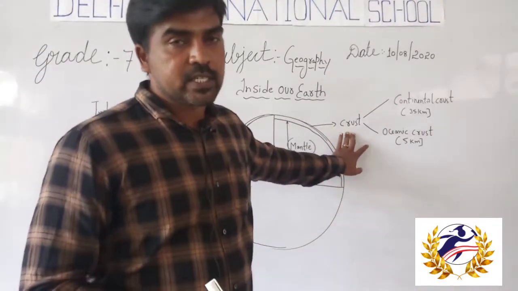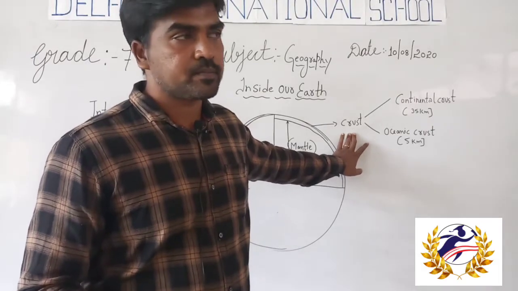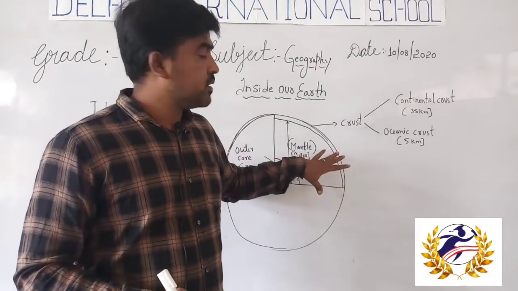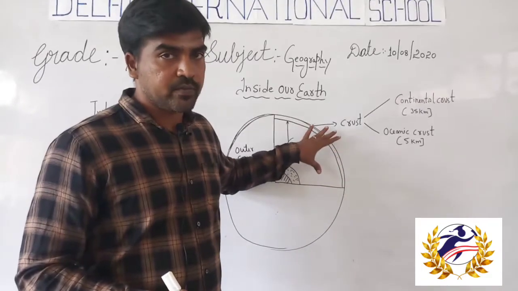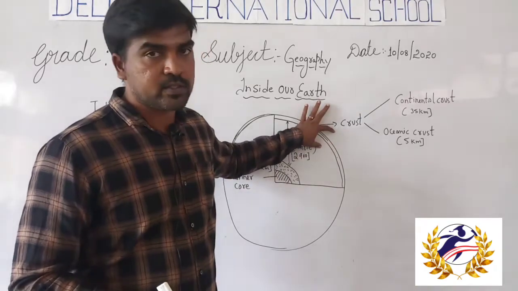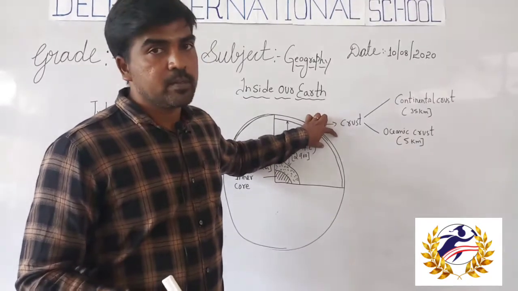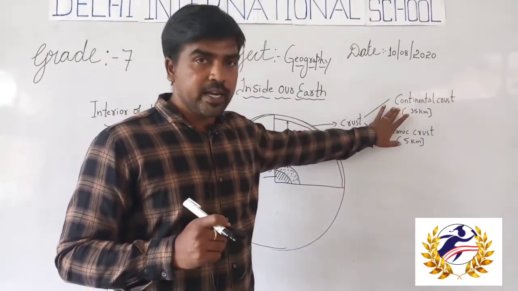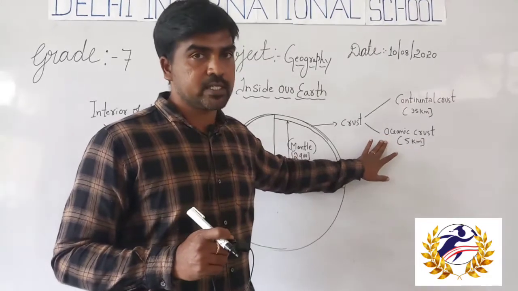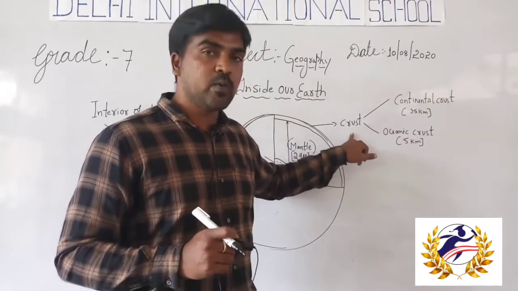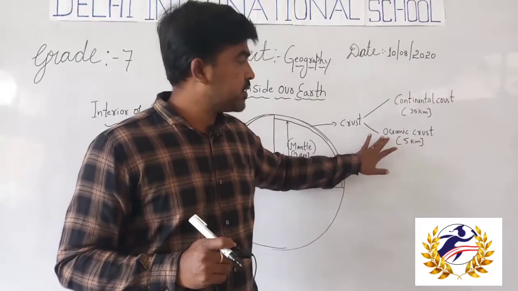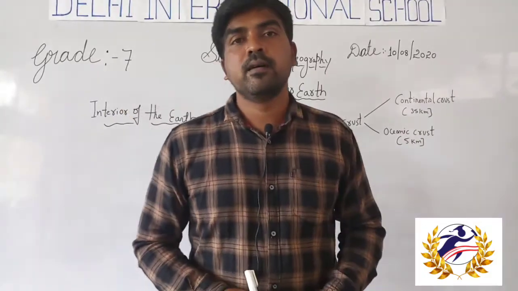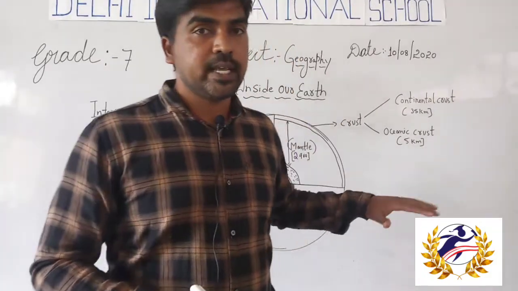First one is the crust. What is the meaning of crust? I told you before, the crust is the outer surface of the planet earth, the outer part of the earth. This is the first layer of planet earth. This crust is divided into continental crust and oceanic crust. Once again, the crust is divided into continental crust and oceanic crust. What is the meaning of continental crust and oceanic crust?